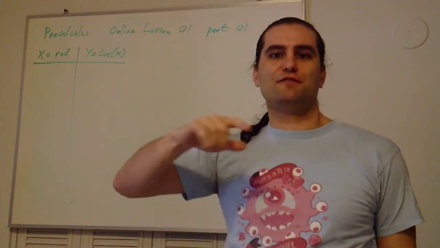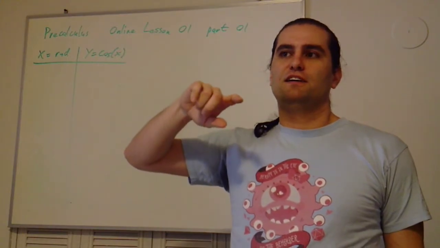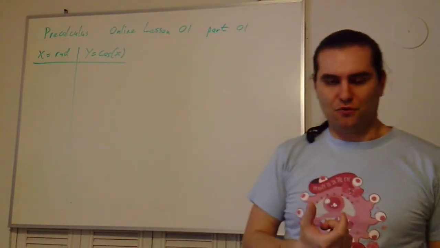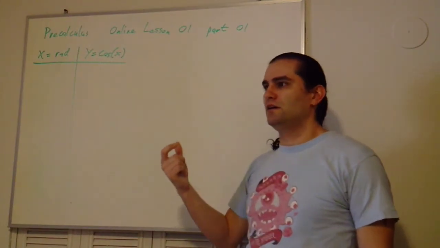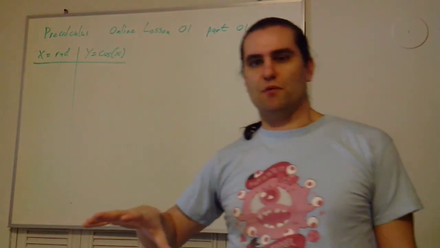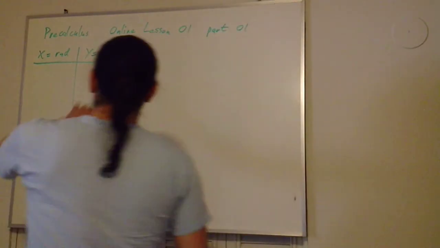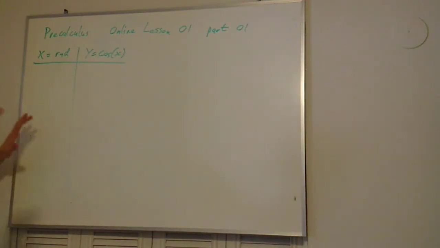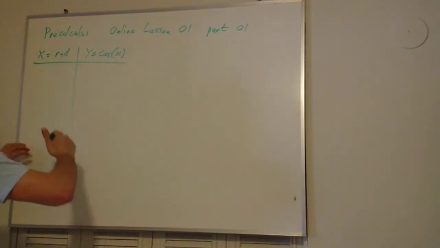If you want a wave, your angles have to be your x values, your independent variable, and your trig function always has to be the y value. So it might look weird to see y equals cosine of x, but that's a new thing to get used to.